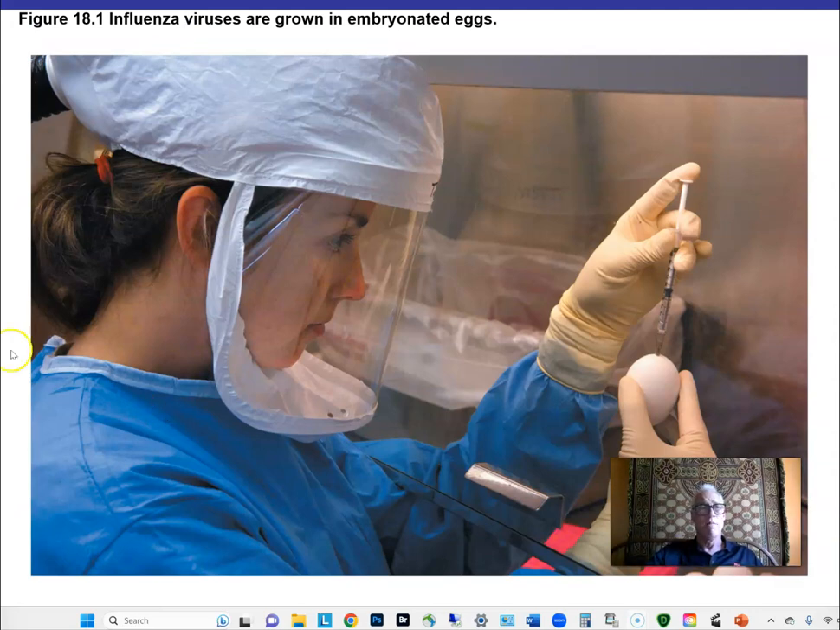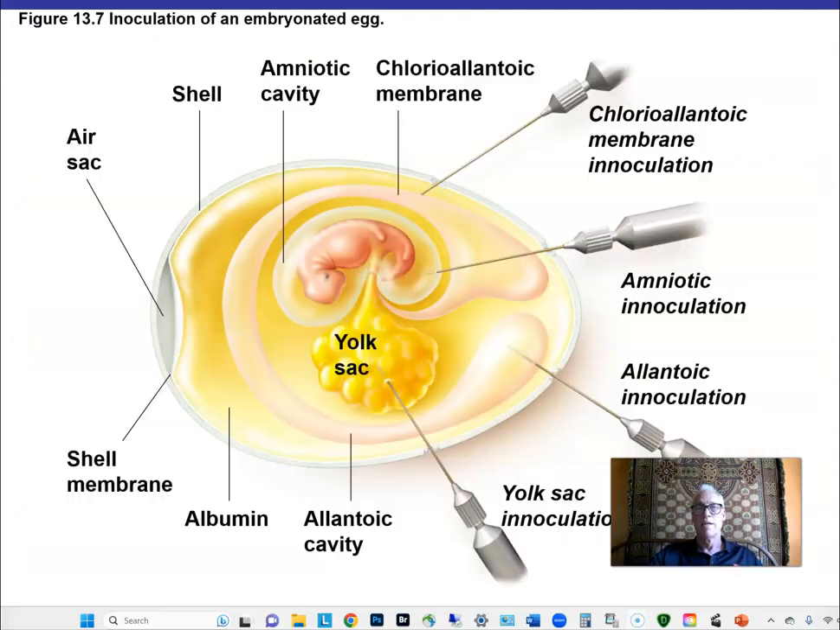Here's somebody embryonating an egg. So you can inoculate or inject antigens into, or viruses, I should say, live viruses into an egg embryo and produce large quantities of, in this case, influenza virus, and then you can purify that out and use that to produce vaccines or tests.